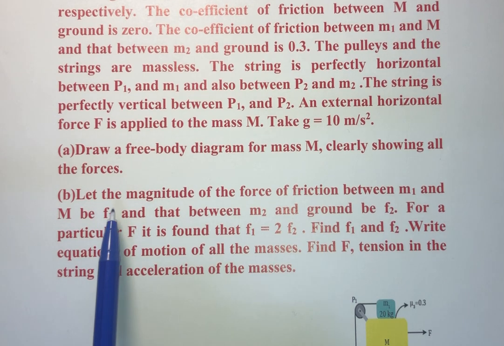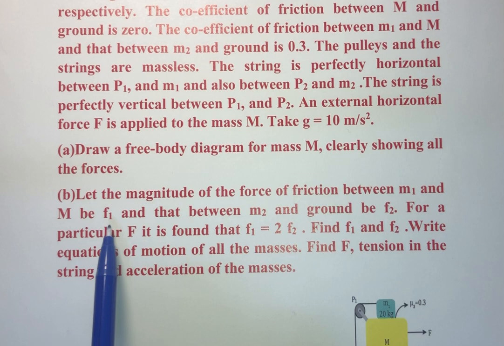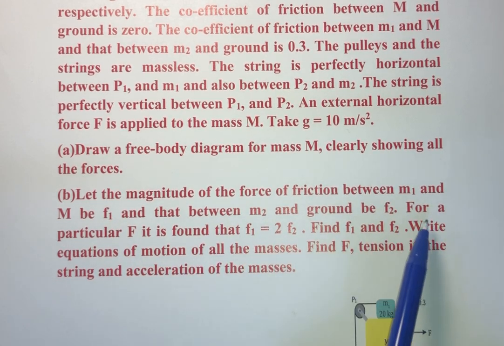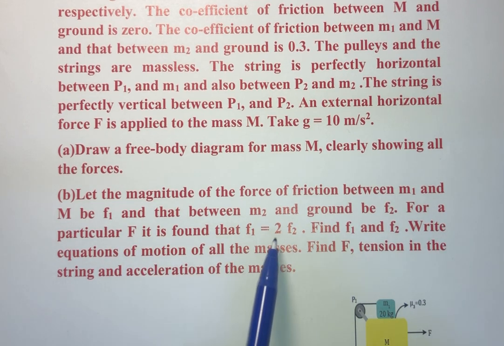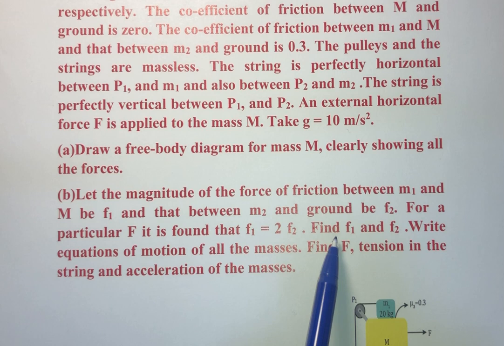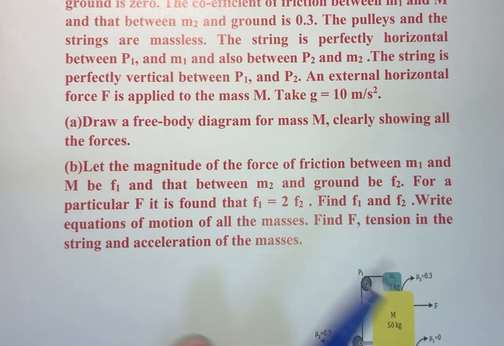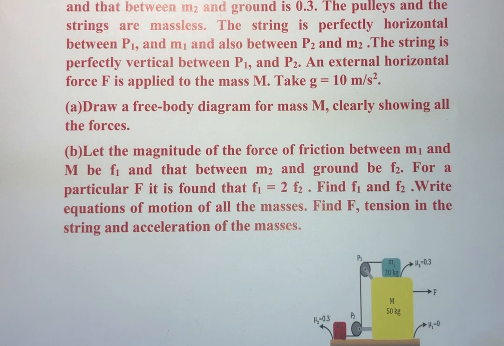And in the B part, let the magnitude of force of friction between M1 and capital M be F1 and that between M2 and the ground be F2. For a particular value of F, it is found that F1 is twice F2. Find F1 and F2. Write the equation of motion for all masses. Find F, meaning applied force, tension in the string and acceleration of the masses.